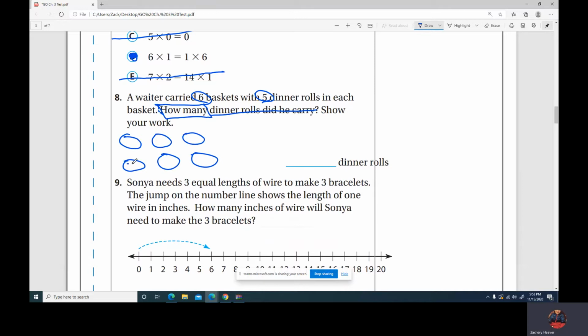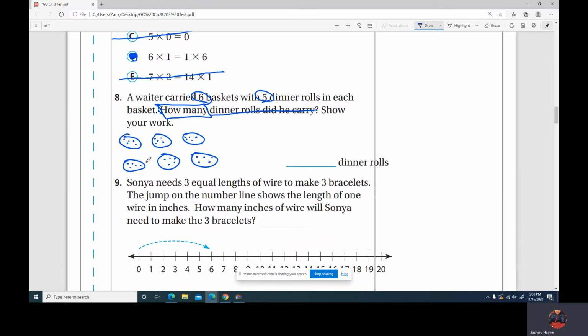So I have 1, 2, 3, 4, 5 in each basket, six times. And you could even put the number 5 in any of them. So we have 5 in each.